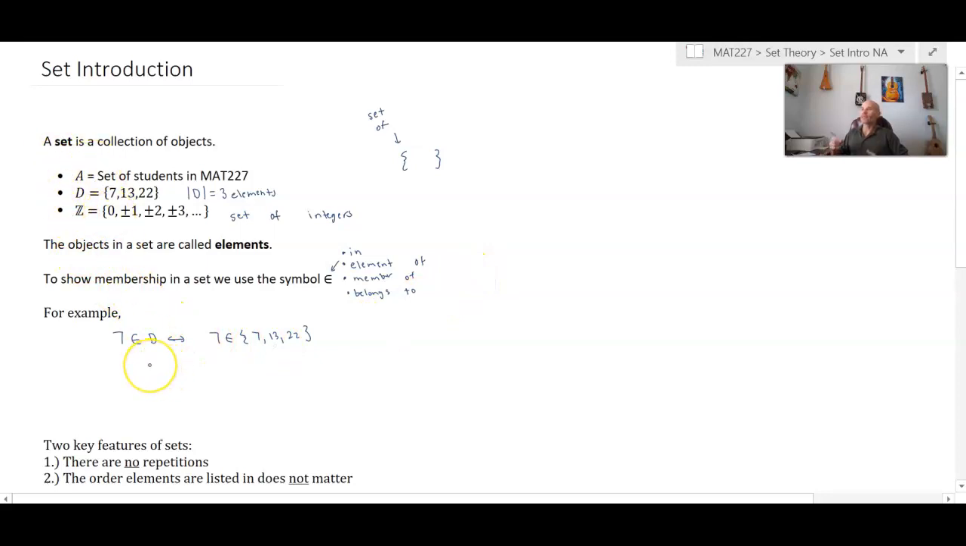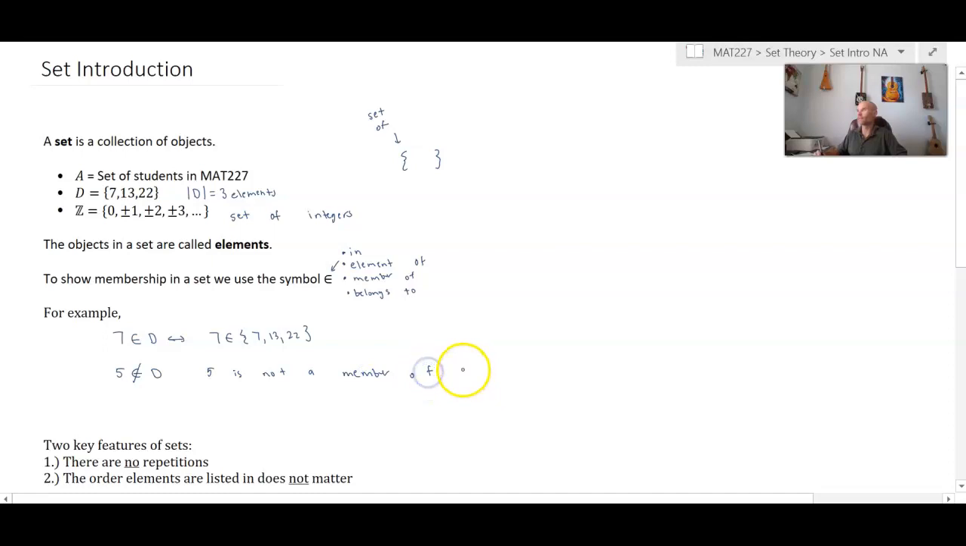We could also say something is not a member of, and for instance, we could say 5 is not a member of D. So how do we do that? Well, we can't say 5 is an element of D or is a member of. So just like when we say not equal to, we can say not a member of by putting a strike through the symbol. And that means 5 is not a member of D.